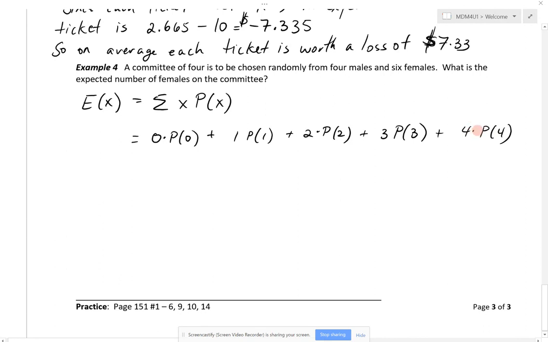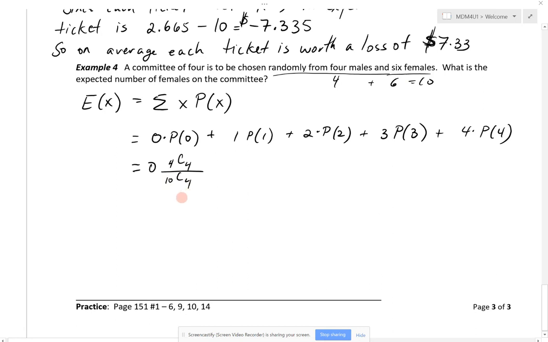Okay, so let's calculate that. Remember counting? Choosing randomly from 4 males and 6 females. Does order matter? No, it does not. It's not like we're choosing certain positions like president or secretary. The order does not matter. So for 0 females, you're looking at the probability of choosing 4 males from 4. There's 4 males there, and there are 10 people in total, since 4 plus 6 is 10. So here we have 10 choose 4.